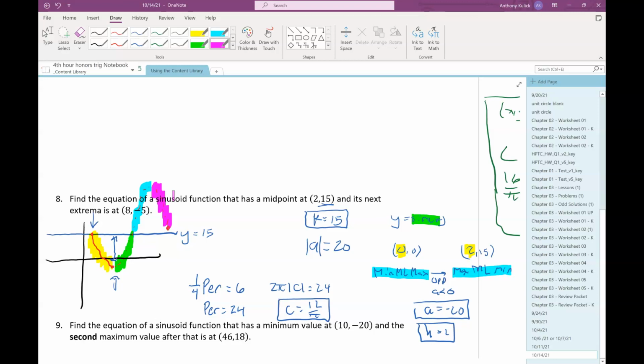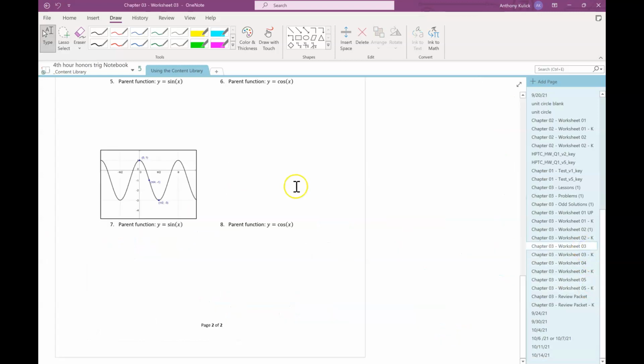Okay, Loretta, number 6 on worksheet 3. Worksheet 3. Number 6.